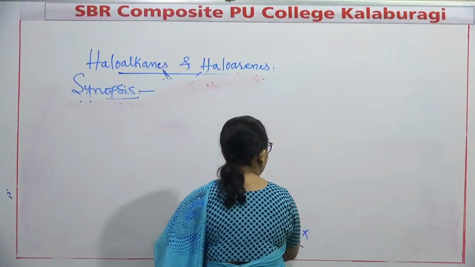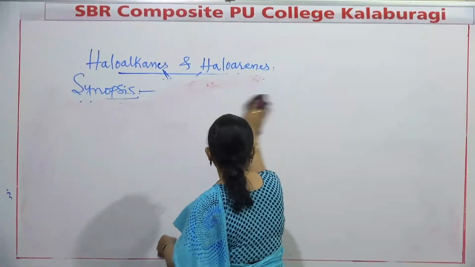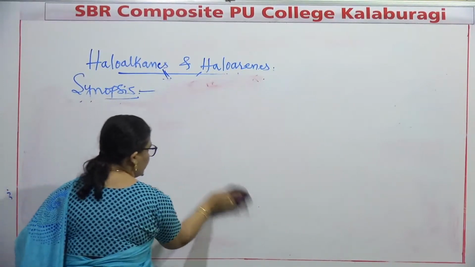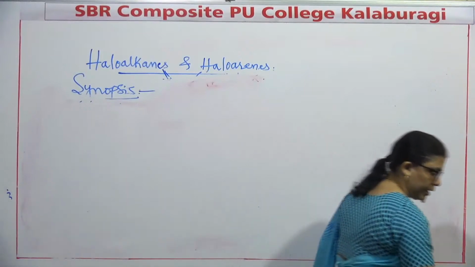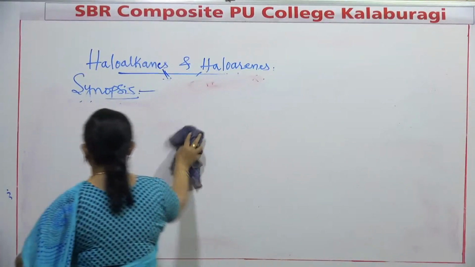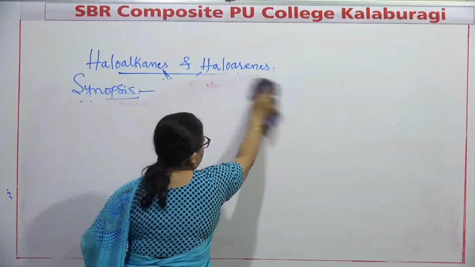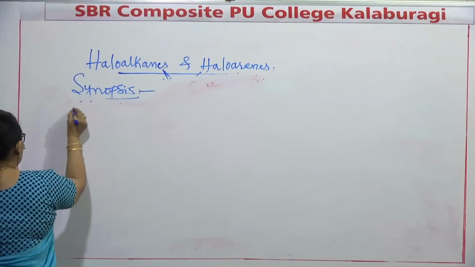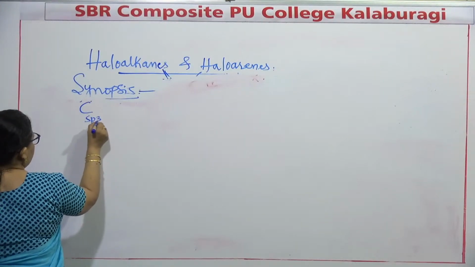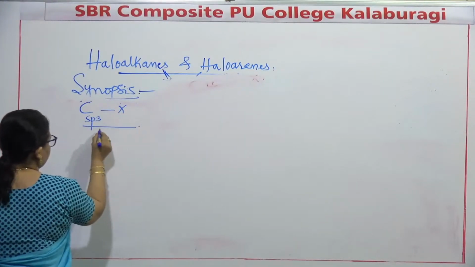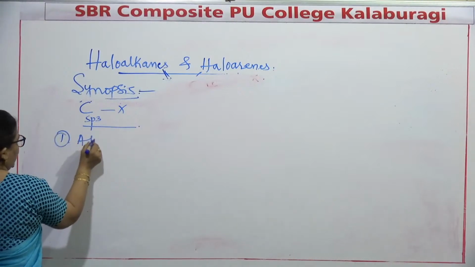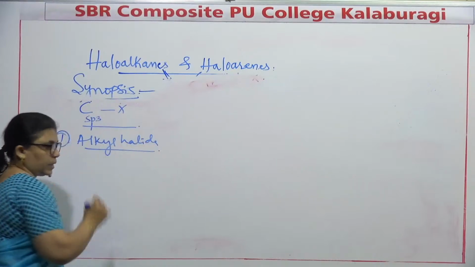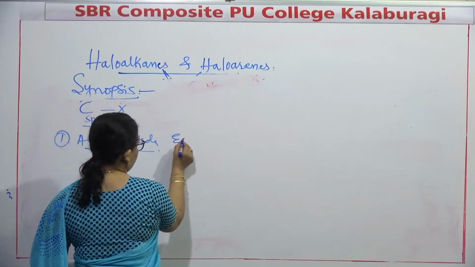If we are going to take a carbon containing sp3 hybridized, maybe alkyl halide, maybe benzyl halide, or maybe allyl halide. Carbon is sp3 hybridized, X. First one, like alkyl halide. Alkyl halide. Example, let us take.